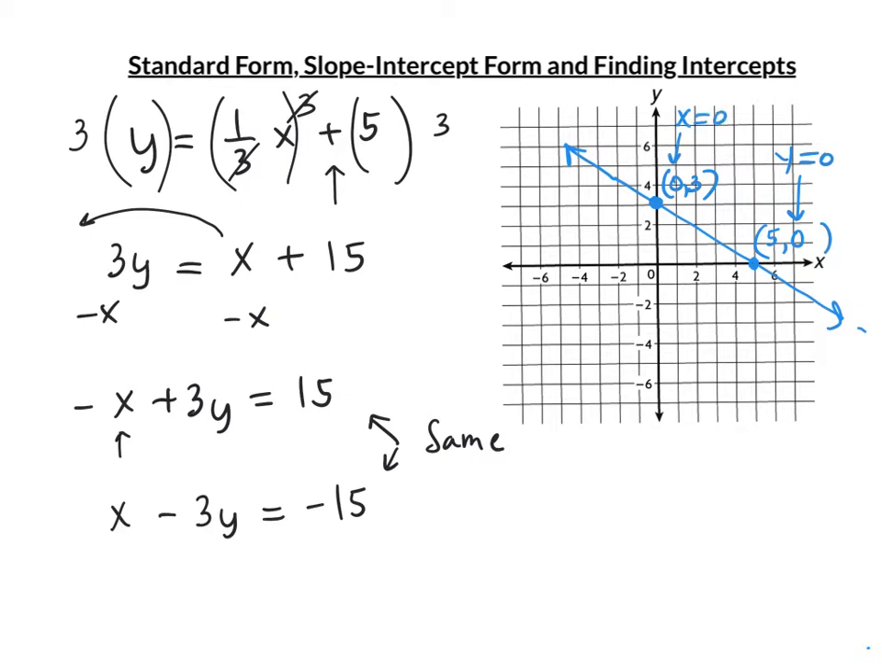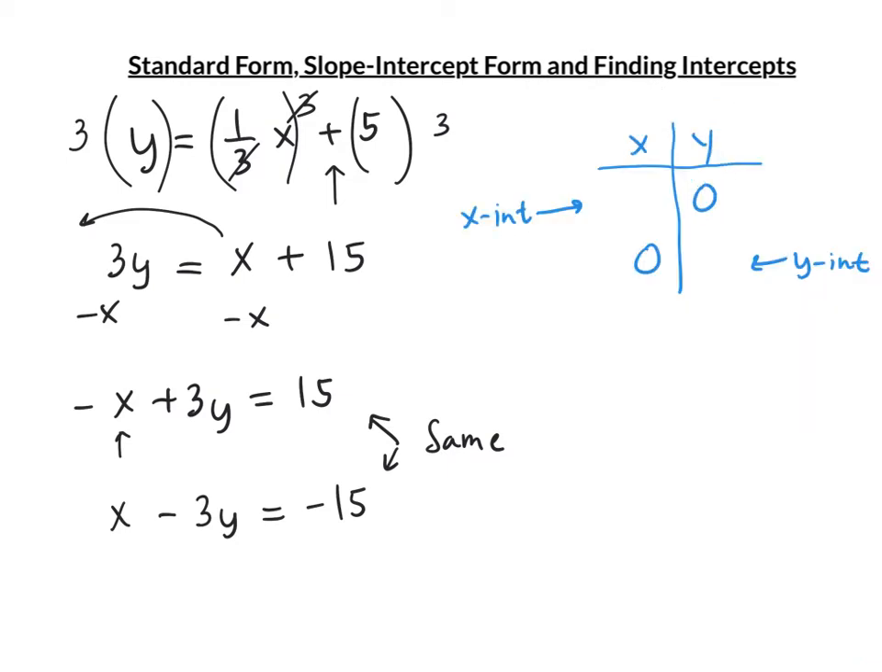So here's what we need to remember. For the x-intercept, y is 0. And for the y-intercept, x is 0. We can use what I just said to create a table that we could graph a line with very quickly.